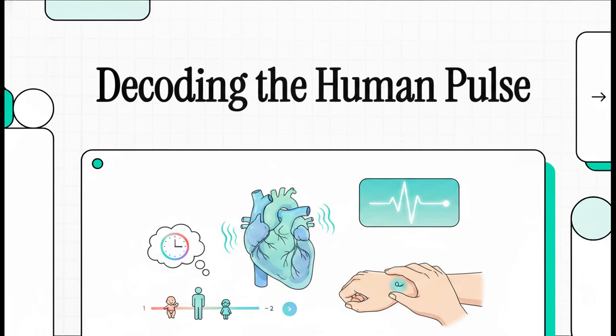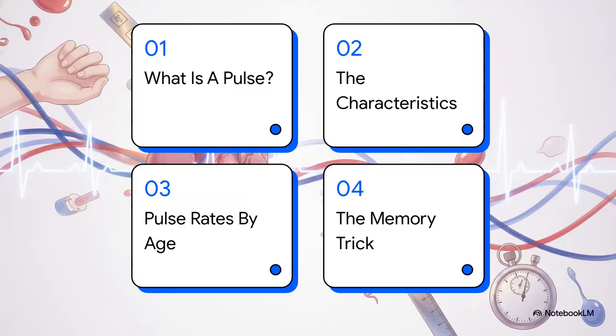Welcome to This Explainer. Today, we're decoding something you carry with you literally every single second of your life, yet you probably don't fully understand it. We're talking about the human pulse, the ultimate rhythmic baseline of your body. Let's dive right in. So here's our roadmap for today. We're going to define what a pulse actually is, break down its 6 core characteristics, map out how pulse rates change as we age, and wrap up with a really cool memory trick to remember those rates instantly.